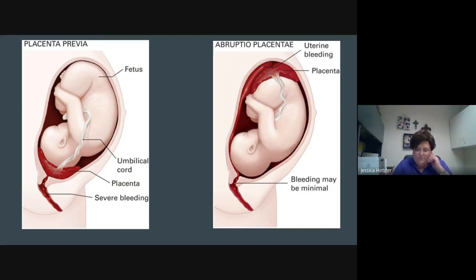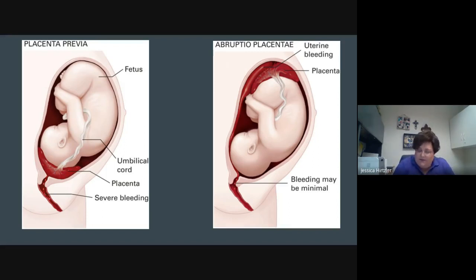Assessment findings. Your hallmark sign is third trimester vaginal bleeding that is painless. I don't know why I'm bleeding. I'm not hurting at all. Have you had placenta previa before? Yes, with my last pregnancy. And that's probably what's going on now.